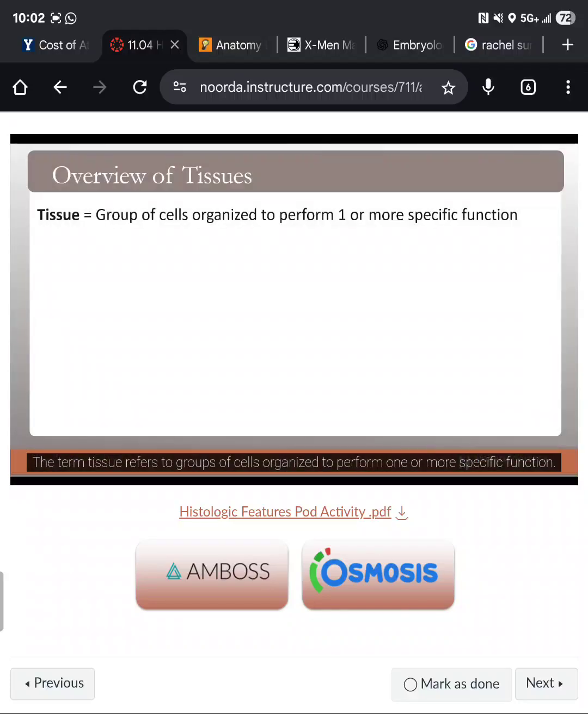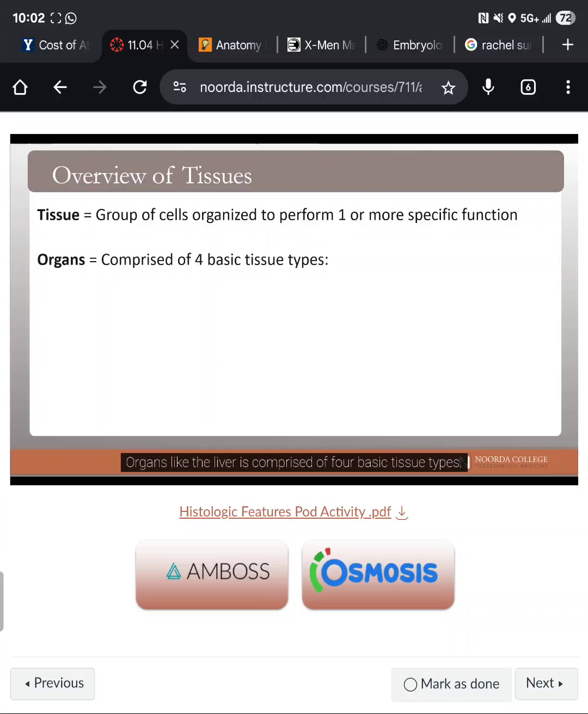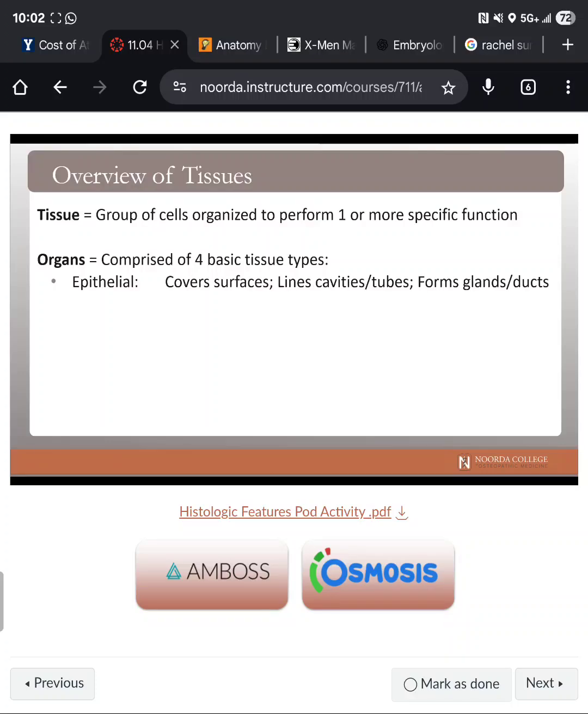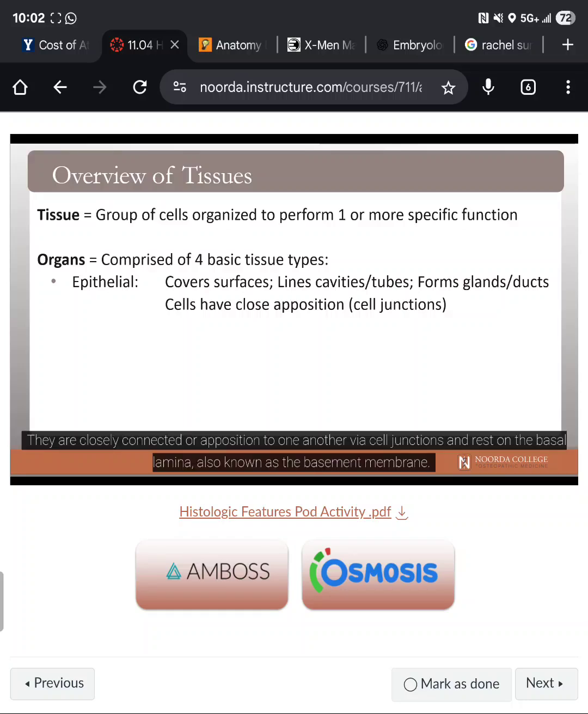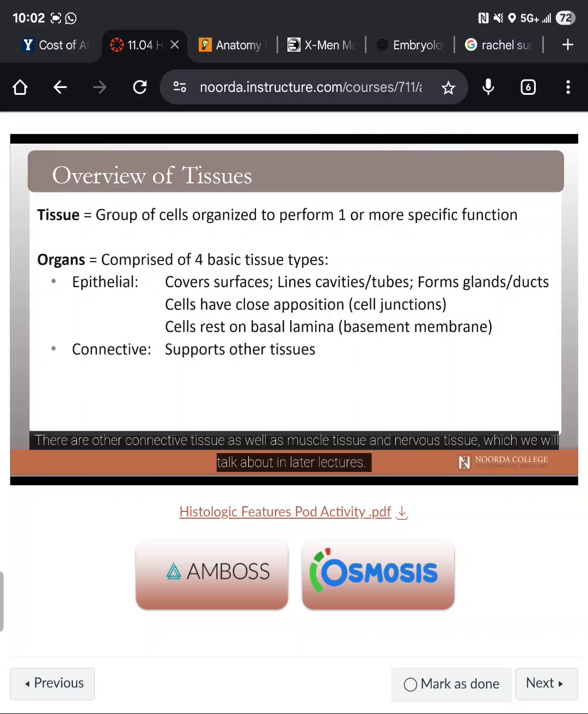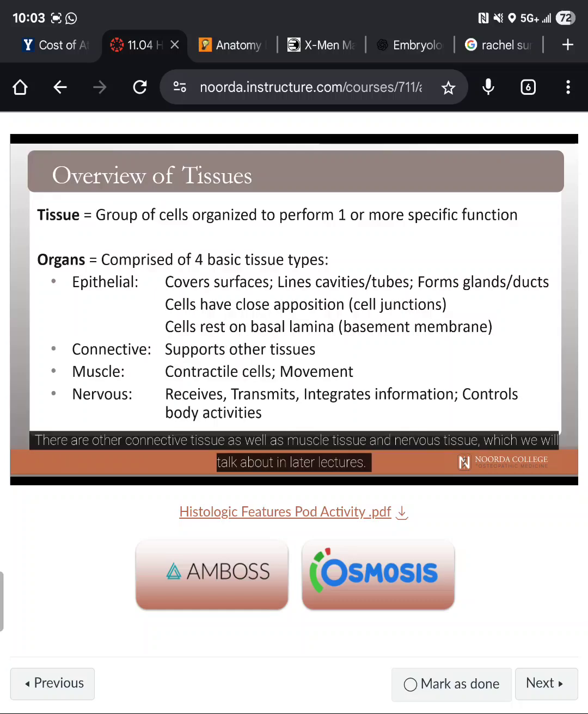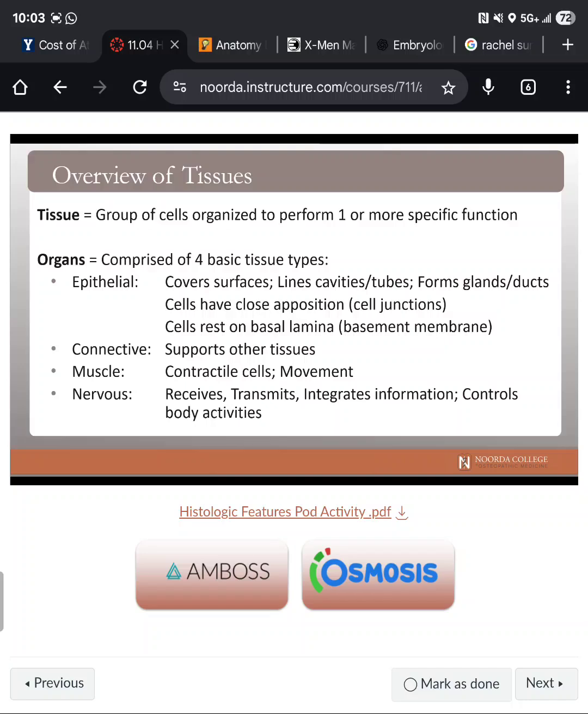The term tissue refers to groups of cells organized to perform one or more specific functions. Organs, like the liver, are comprised of 4 basic tissue types. Epithelial cells cover surfaces, line cavities and tubes, and form glands and ducts. They are closely connected or apposed to one another via cell junctions and rest on a basal lamina, also known as the basement membrane. There are also connective tissue, muscle tissue, and nervous tissue, which we will talk about in later lectures. For this particular lecture, we're really going to focus on epithelium.